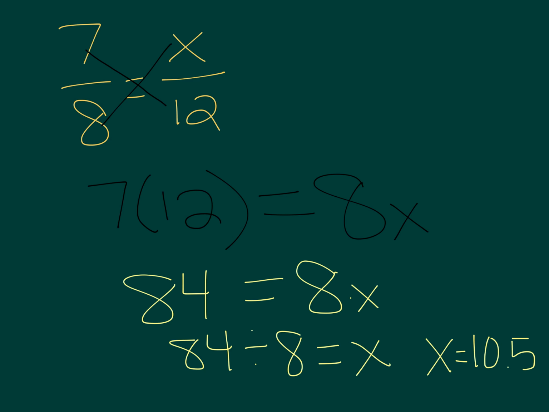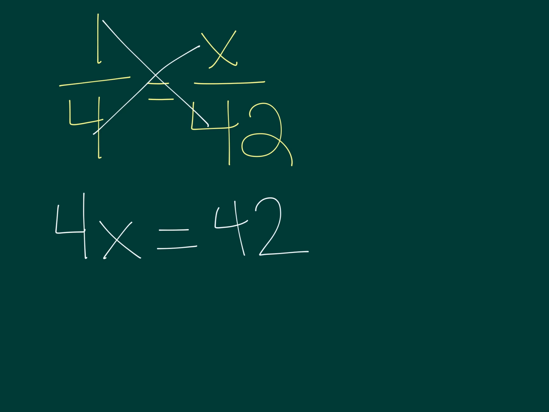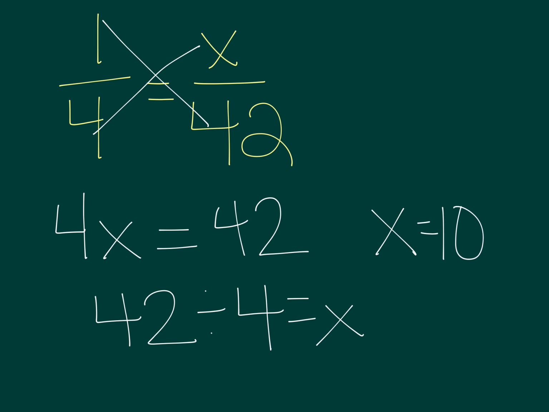Let's try another one. All right, so we have 1/4 equals some number out of 42. So when I look at 42, I don't know how many times 4 goes into 42 right away. So I think I'm going to have to use that new method of cross multiplication. So 4 times x equals 1 times 42. Okay, so then 42 divided by 4 will equal x. 42 divided by 4 is 10.5.